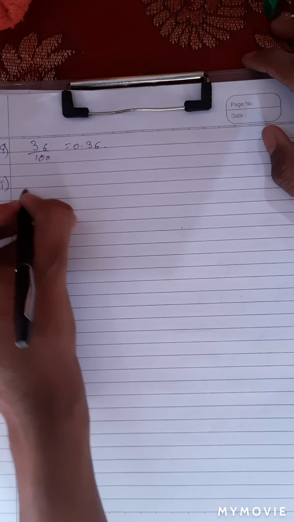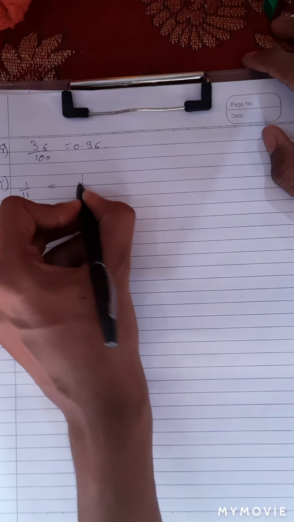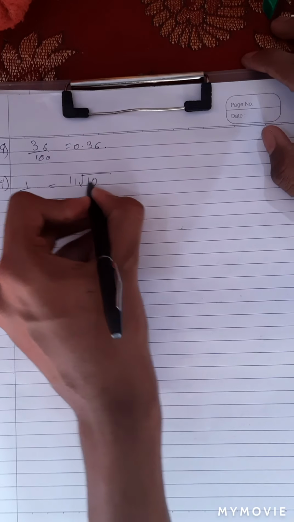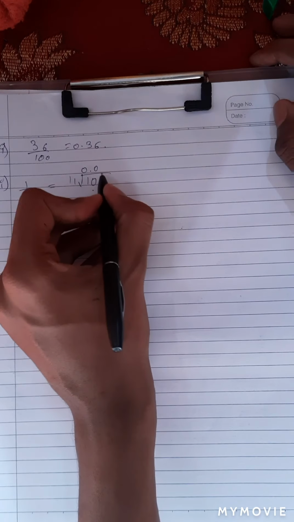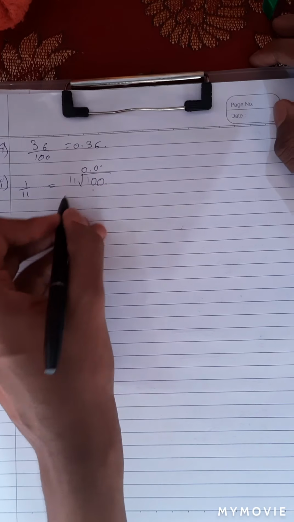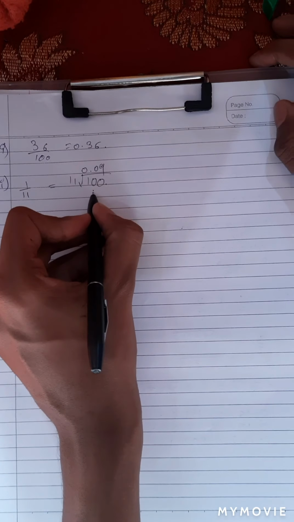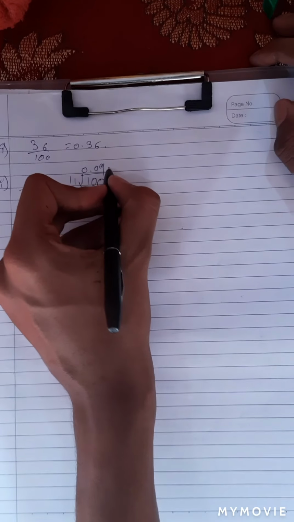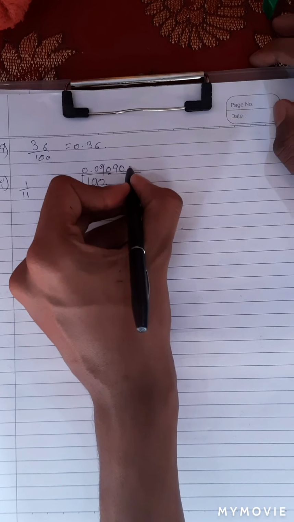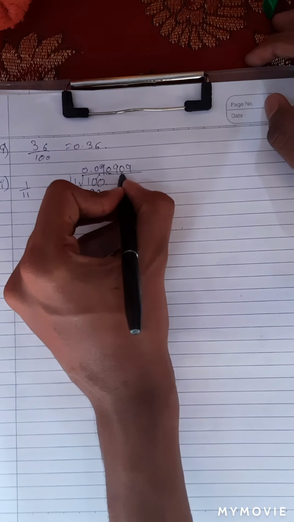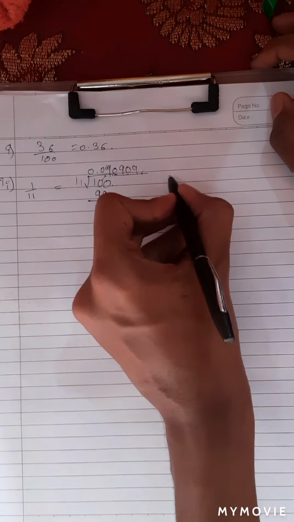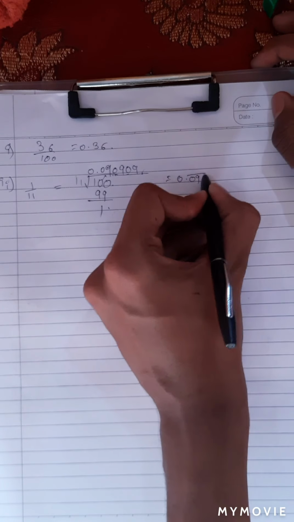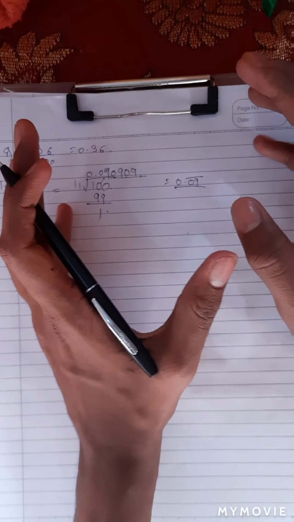And the second number is 1 by 11. When we divide 1 by 11, we get 0.0, and here we get nothing. So again we add another 0, so this is 9, 0.09, and we get 1. So again this process continuously happens. 0.0909090909 keeps repeating continuously. So here we get 0.09 bar. So it is a non-terminating and recurring decimal expansion.